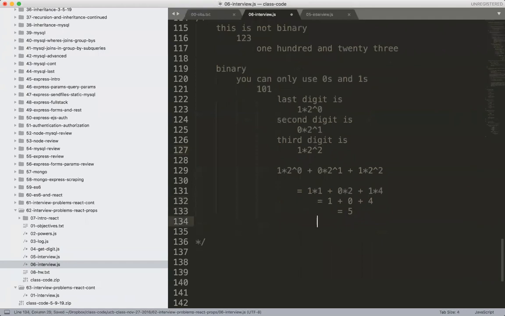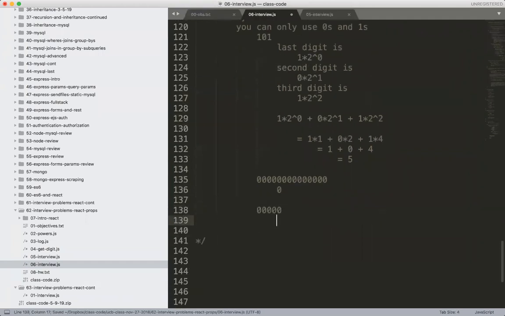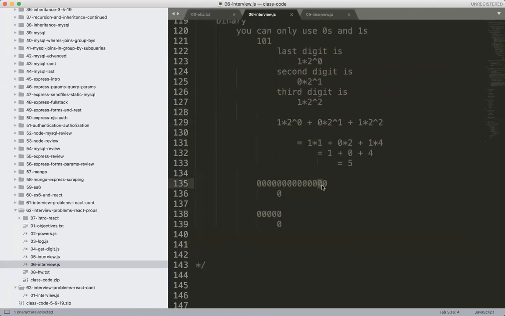So what is this going to be in binary? 0. What about this right here? What is that going to be? 0. Cool. Right? So whether you see a bunch of zeros or just a few zeros, it's always going to end up being 0, because it's going to be 0 times 2 to the power of 0 plus 0 times 2 to the power of 1, 0 times 2 to the power of 3, right? It's going to keep going down.